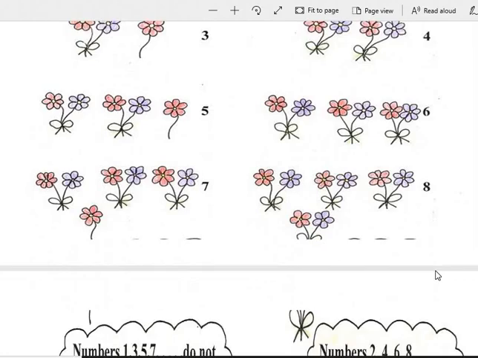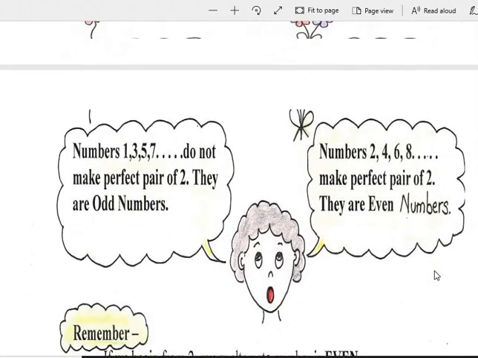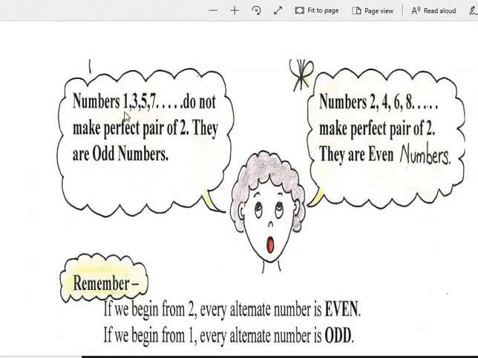So what are we learning by this? That is, the numbers 1, 3, 5, 7, as we have seen in the flowers, do not make a perfect pair of 2. They are called odd numbers. Now if you have seen numbers 2, 4, 6, 8, they make a perfect pair of 2, as you have seen in the pictures. They are called even numbers.